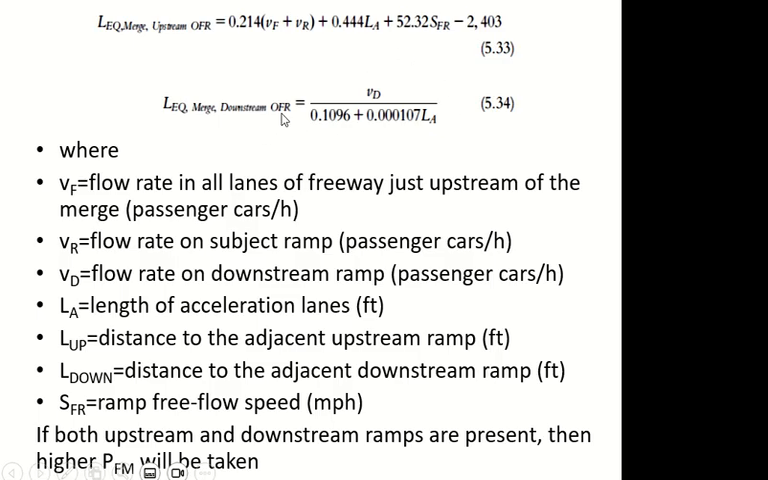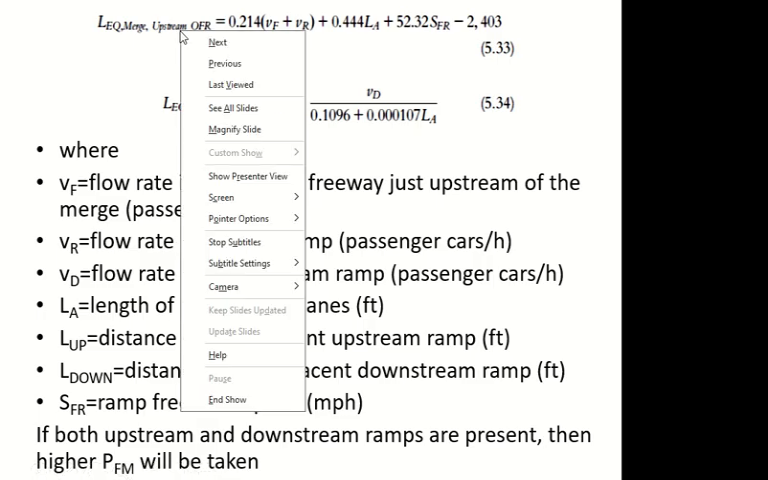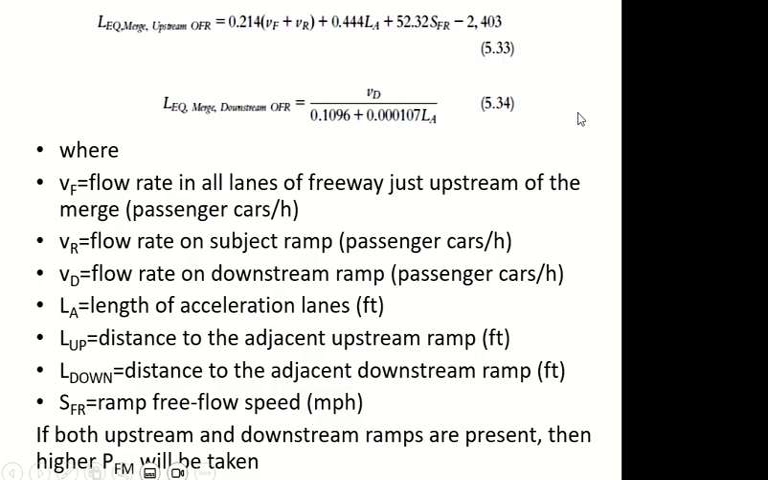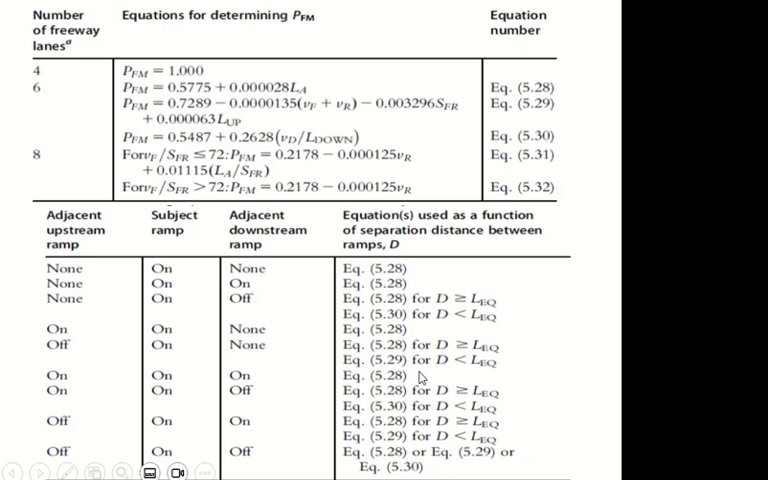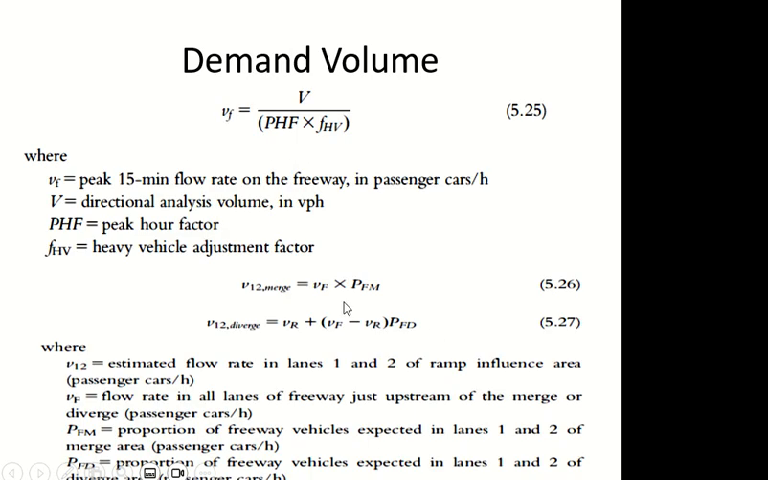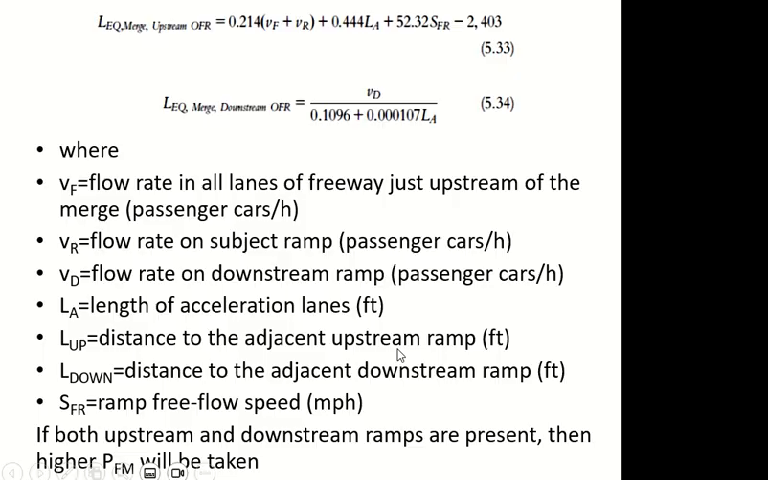Downstream of ramp, upstream of ramp. You will take this into this table, know your option, go here, find out PFM, and then you will put PFM here to get V12, the flow rate in the first 2 lanes. For diverge, we have similar conditions.